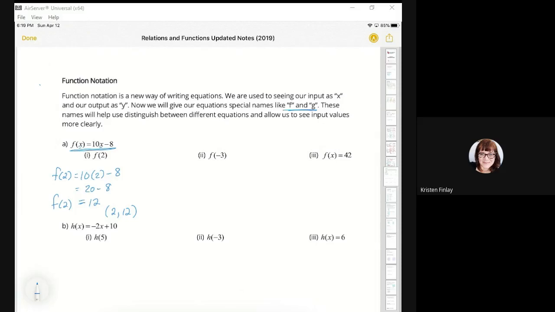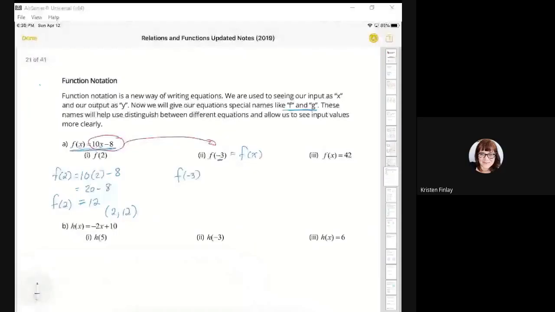I can do this for a variety of different values. Remember that what we're substituting in is the same as f of x. So anywhere I see an x, I'm going to substitute in that number. So here I take the formula that we've been given, and that's the function I'm talking about.